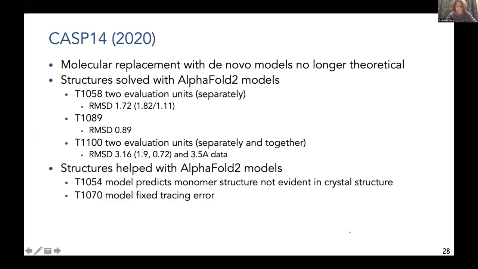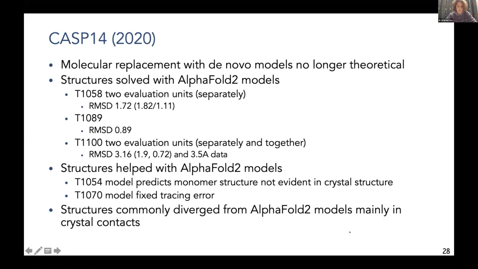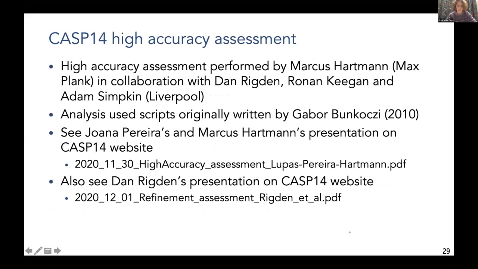And in addition to that, there are also two of the structures in the CASP 14 challenge that were helped along considerably by the AlphaFold 2 models. In one, the model predicted a monomer structure not evident in the crystal form, and in another case, it actually fixed a tracing error in the crystallographic model. And the other interesting thing is that these structures commonly diverge from the AlphaFold 2 models mainly at the crystal contacts, which I think is telling us something really interesting as well.